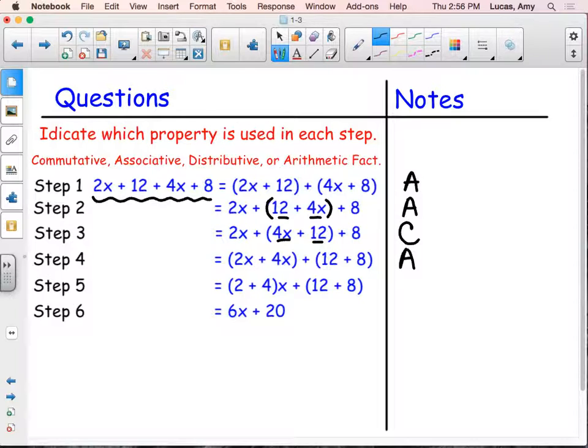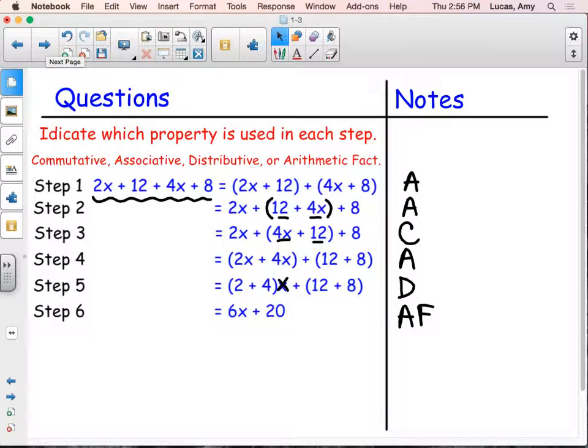Step 5, the 12 plus 8 in parentheses stayed the same. This x got taken out of the parentheses. That is the distributive property. It's the reverse of the distributive property. Like instead of distributing to everything in the parentheses, they took out that common factor that was x. And then the last step is what we called an arithmetic fact, because that's just adding together 2 plus 4 and 12 plus 8. That's an arithmetic fact.